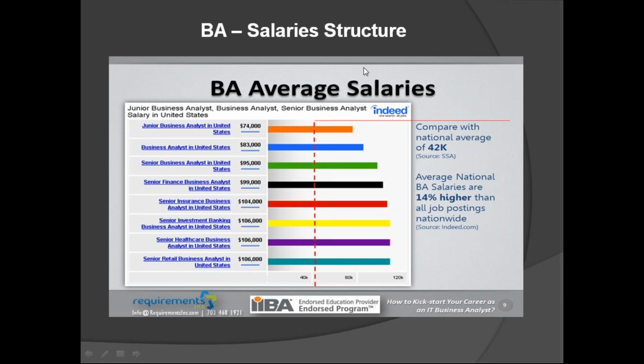So this slide explains the average BA salaries. A junior BA in the US is getting $74,000, a BA is getting $83,000, and a senior BA is getting $95,000. A senior financial BA is getting $99,000, a senior insurance BA is getting $104,000, a senior investment banking BA is getting $106,000, a senior healthcare BA is getting $106,000, and a senior retail BA is getting $106,000.